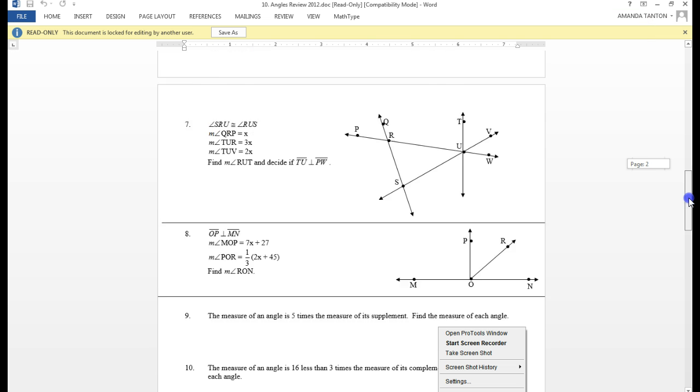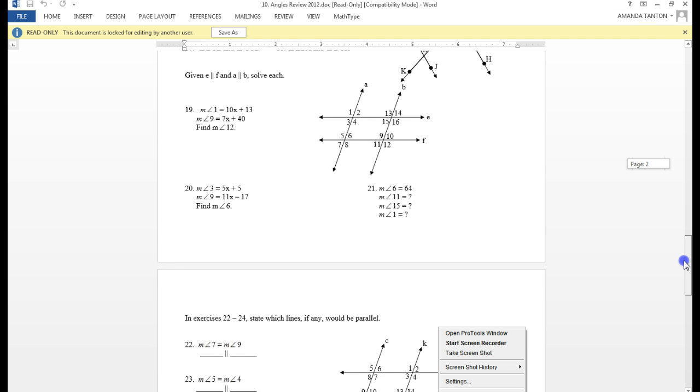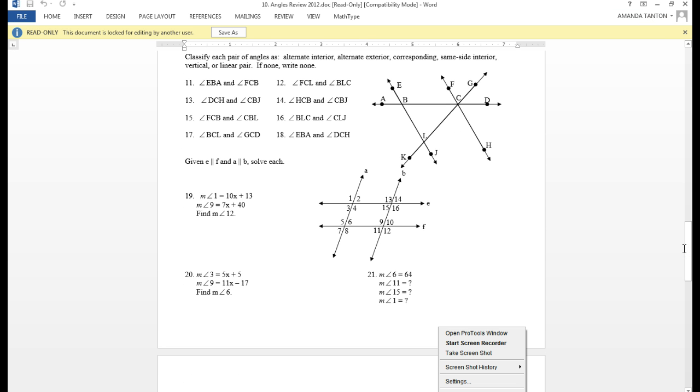20. Let's all go to 20. Given E is parallel to F and A is parallel to B, solve for each. The first step you do on these is decide what the vocab word is. 3 and 9. Oh no, there is no vocab word for 3 and 9, is there? Are you looking at your picture? There is no vocab word.